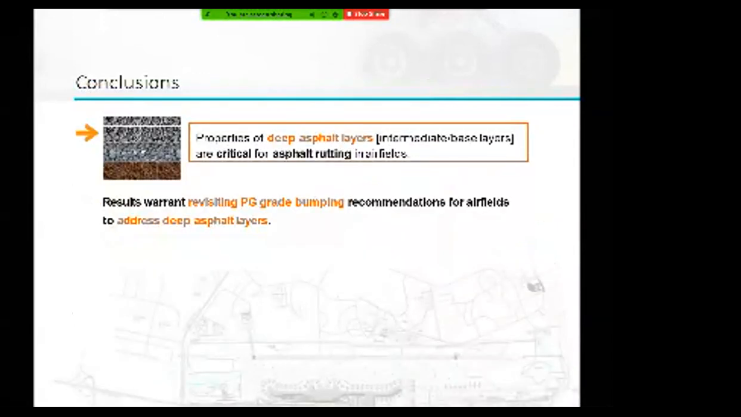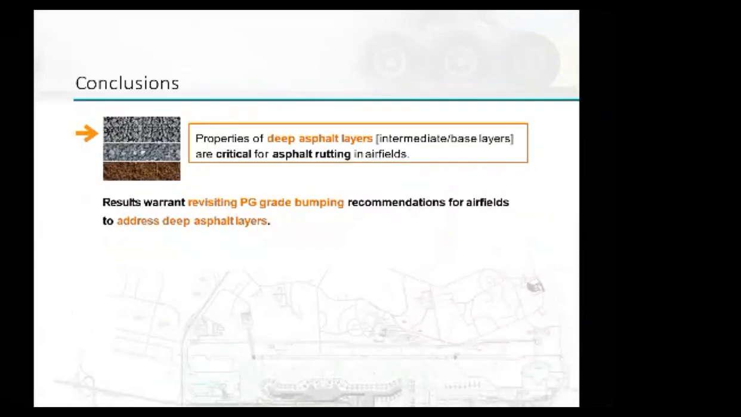So I want to say one thing. Properties of deep asphalt layers, intermediate or base layers, are critical for asphalt rutting in airfields. These results warrant revisiting the PG grade bumping recommendations for airfields to deep asphalt layers. We're going to take 2 minutes. I know I'm right on time.